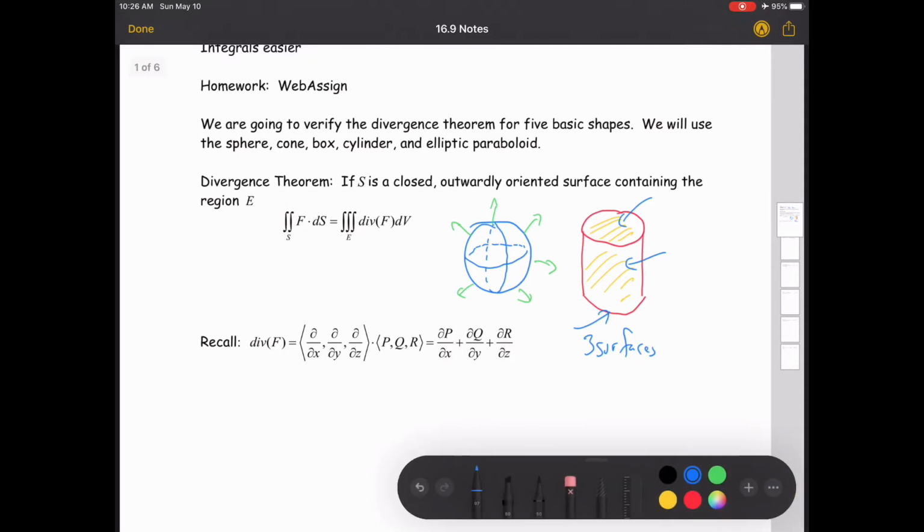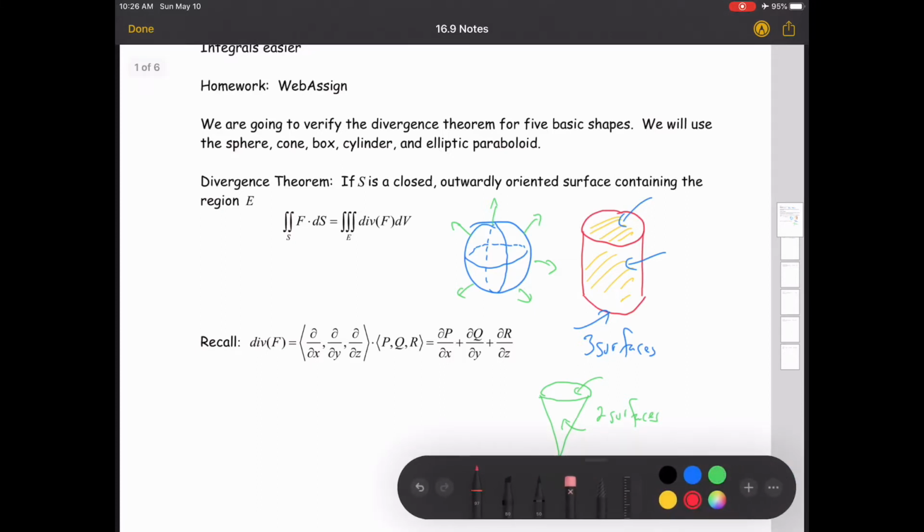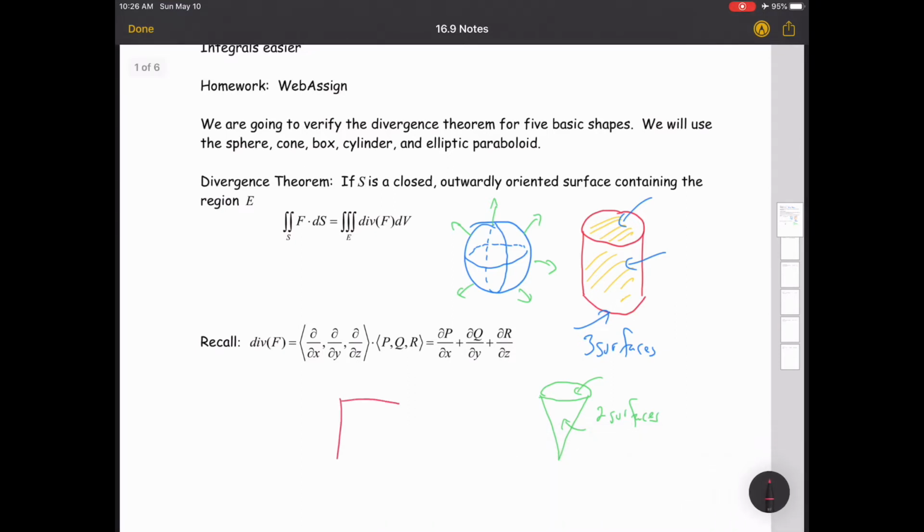You could have a cone, some kind of conical surface, in which case you would actually have two surfaces, because you would have this top piece and then the lateral outside piece here. And then, of course, what we've already done, and I will try and squeeze this one in over here. No, I'll just put it under here, it doesn't matter. You could have the box, in which case you would have six surfaces.